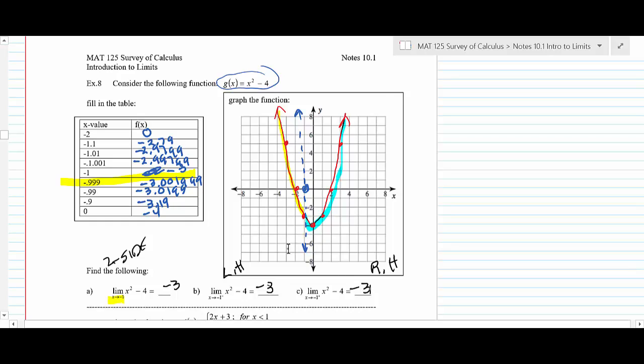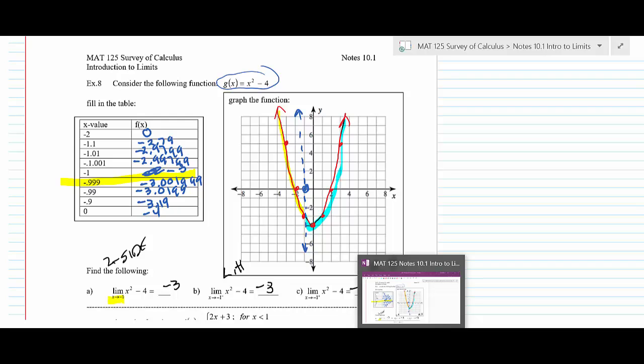Okay, now the question becomes, why in the world are we doing this? Well, you have to know something about this before you can get to the idea of a derivative, which is kind of the big thing that we'll be leading up to.